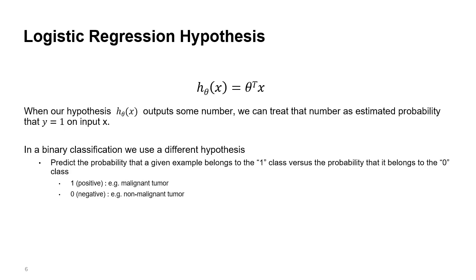In binary classification, we use a different hypothesis to predict the probability that a given example belongs to class 1 versus the probability that it belongs to class 0. 1, or positive, is an example of a malignant tumor, while 0, or negative, is an example of a non-malignant tumor.